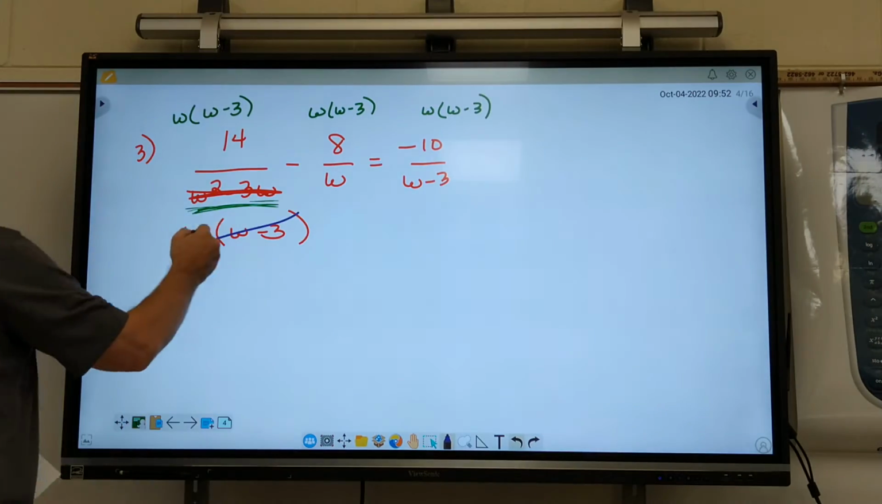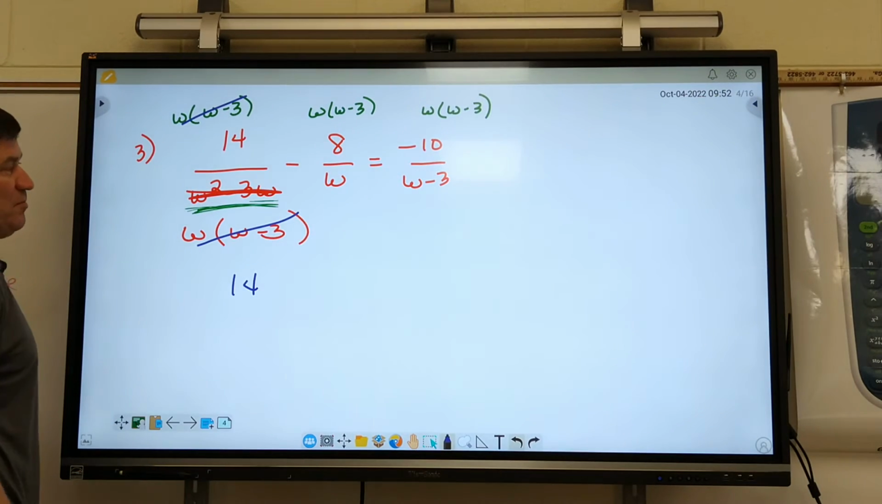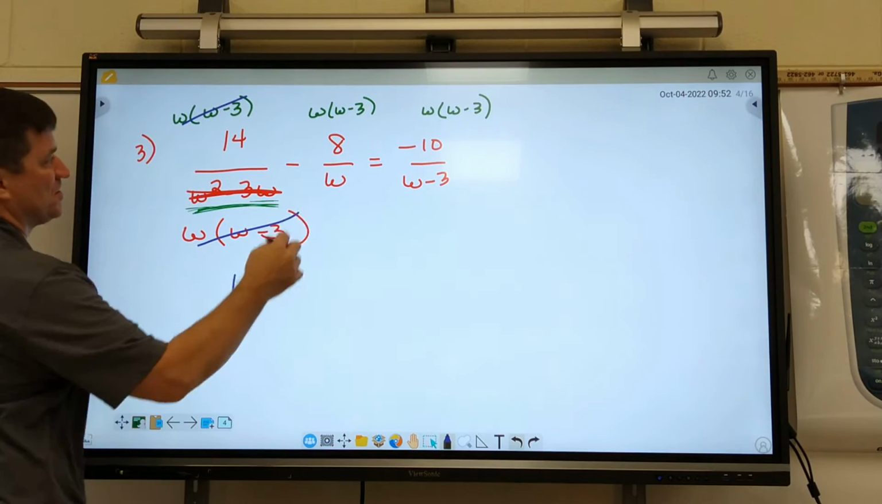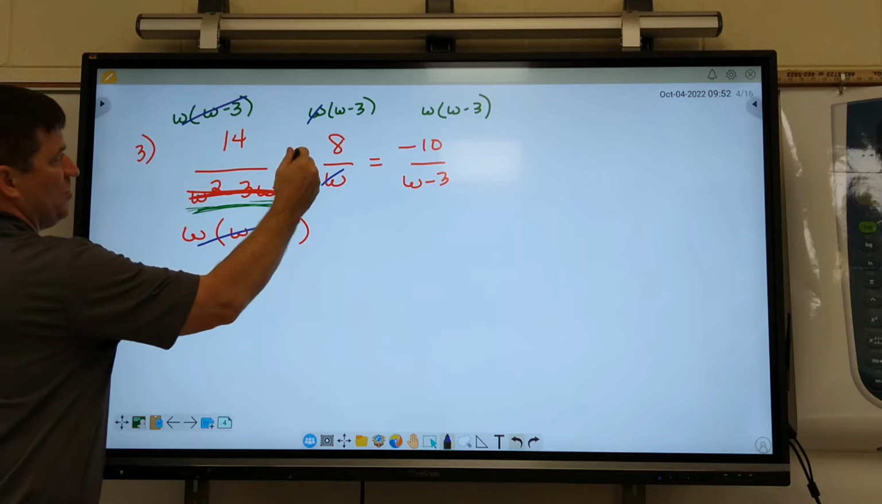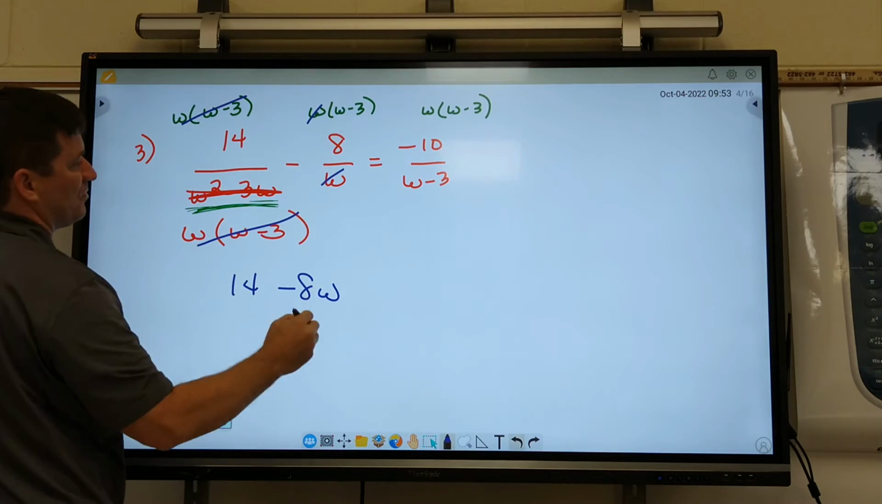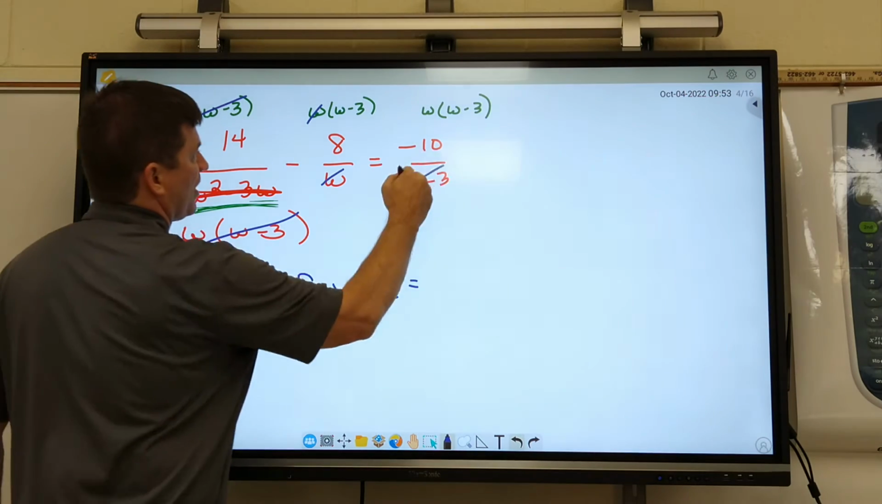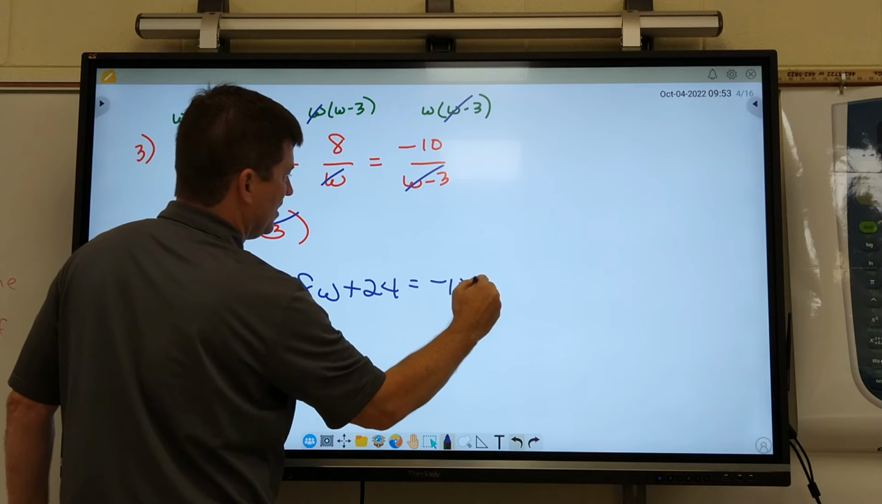All right, I can mark out both of these. So I bring down 14. This is where you're going to mess up, more than likely, if you're going to mess up. Mark out the W's. Now distribute negative 8 times W, and then negative 8 times negative 3, which is positive 24. Over here I mark out W minus 3, and I got negative 10W.